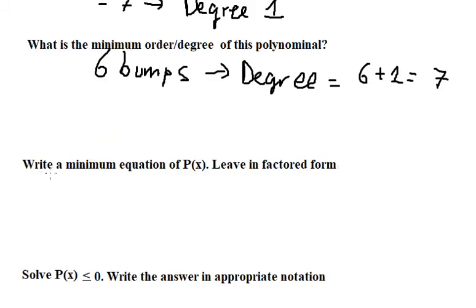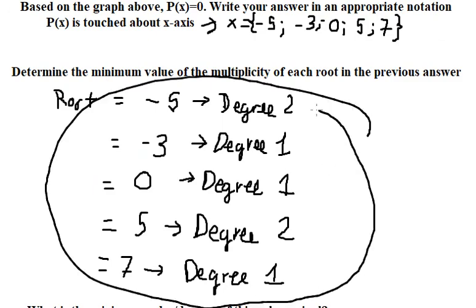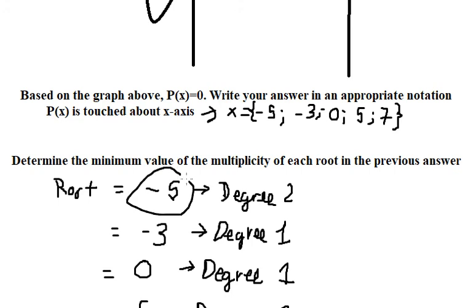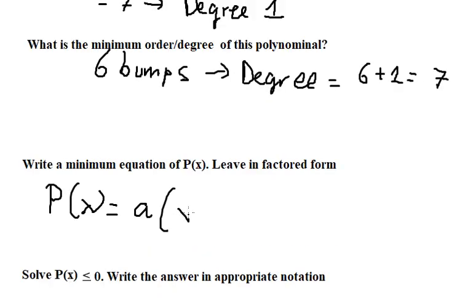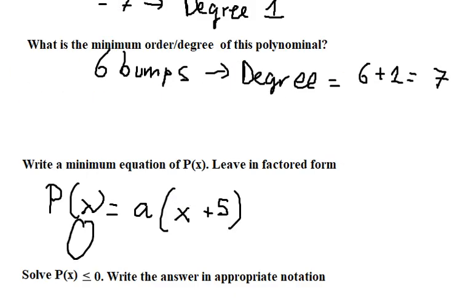The next one, write a minimum equation of h(x) in factored form. So we need to consider this one too. So h(x), I will put a. This is the coefficient of this polynomial. So we have the root negative 5. So that should be x plus 5. Because if we put negative 5, you get 0 for this one in here.